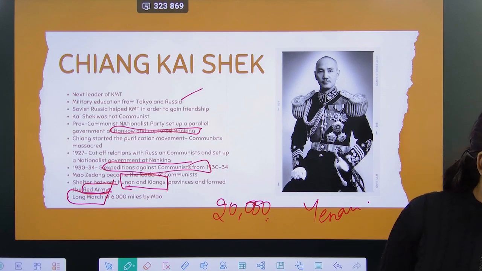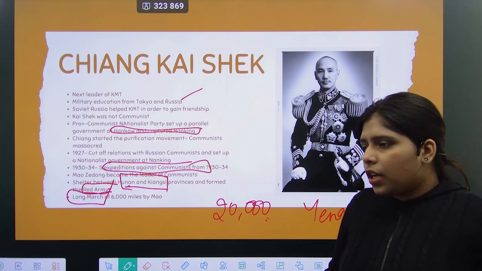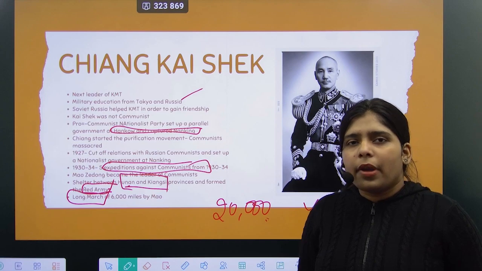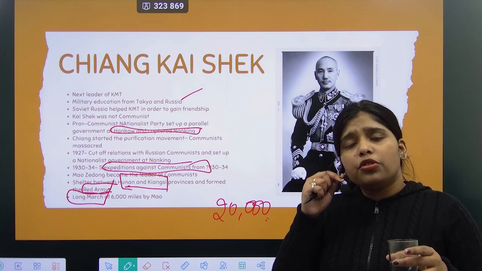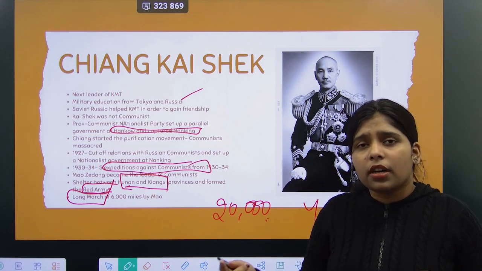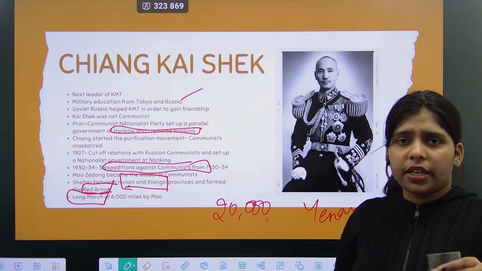Let's see why. Because Chiang Kai-shek wanted to eliminate communism altogether. He was totally against communism. He was not liberal like Sun Yat-sen. He totally wanted to eliminate communism.